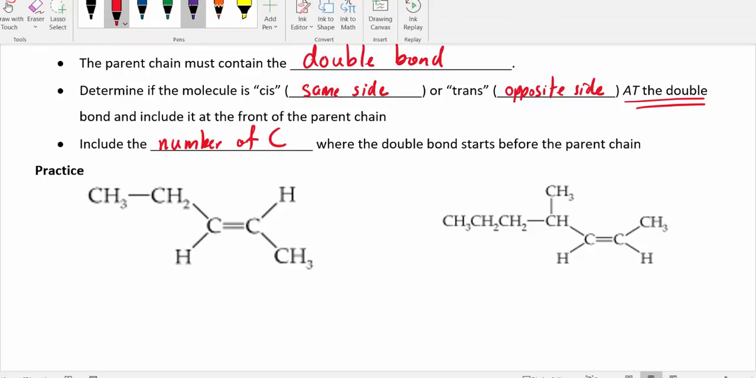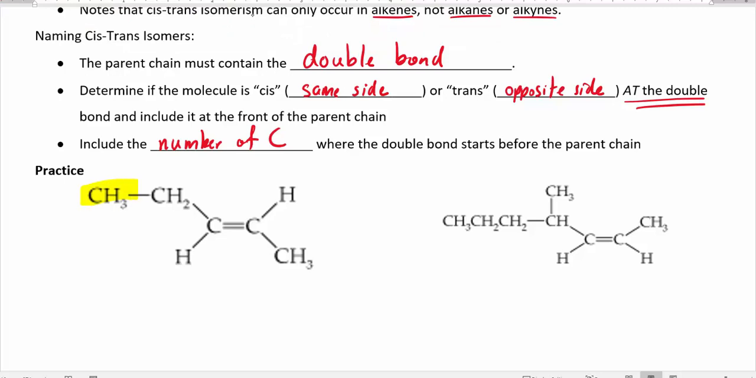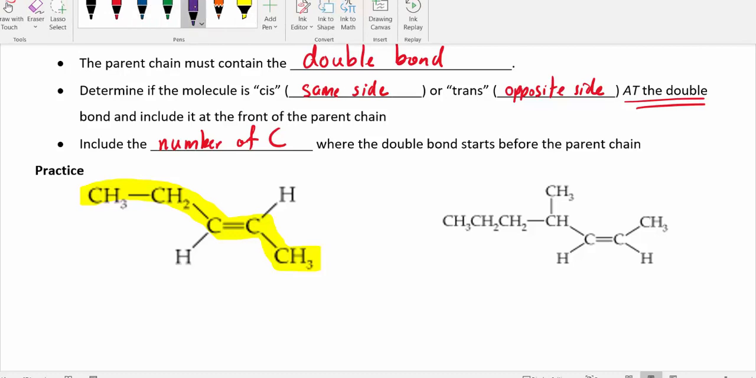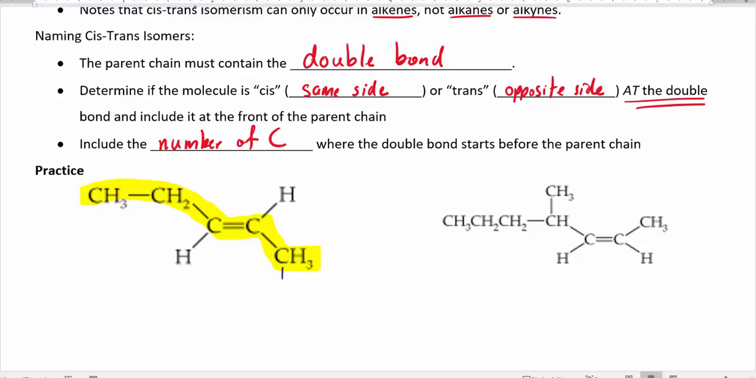So let's take this first example here. First thing I identify is my parent chain. You can see I've got my parent chain right here. That's fairly clear. I'm going to number it in a way that's going to make the double bond the lowest possible number. And so that would be 1, 2, 3, 4, 5. And then I'm going to start to name it. So it's a 1, 2, 3, 4. It's a 5 carbon chain. So this is going to be a bute. It is a double bond there. So it's a butene. And the double bond happens on the number 2 carbon.